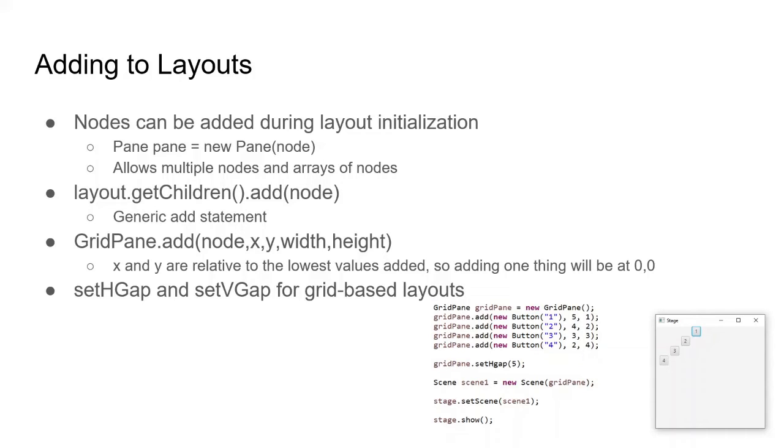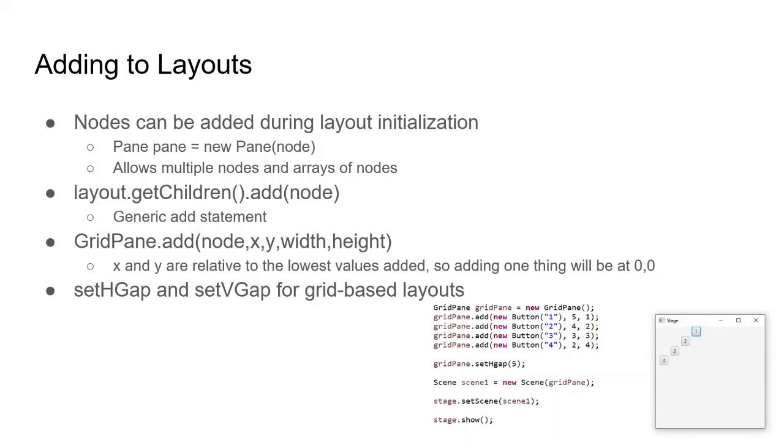Layout.getChildren gets an array list of the nodes that the layout has, so .add is just an extension of that as the default addition method for array lists. And it will work for every single type of layout. But it won't always work correctly. For example, grid panes have each node as a spot on a grid, so to properly add to a grid pane, you use the .add function, which is unique to grid pane.